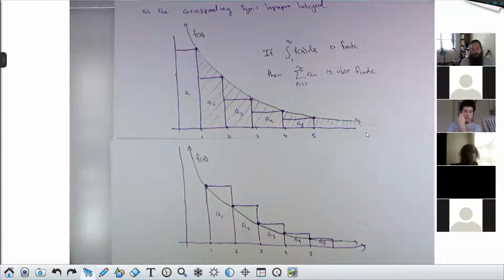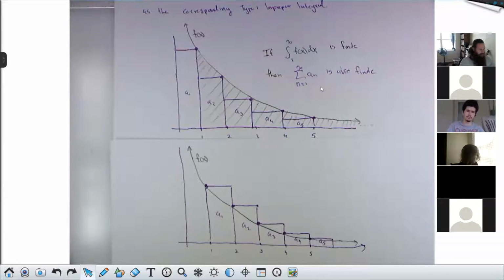So if the shaded gray area here is finite, that means the integral converges, then all of the area of the purple boxes has to be finite. So if the integral is finite, so is the series. In other words, if the integral converges, so does the series.